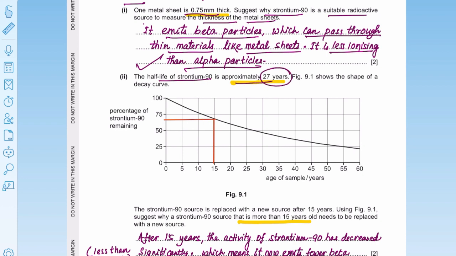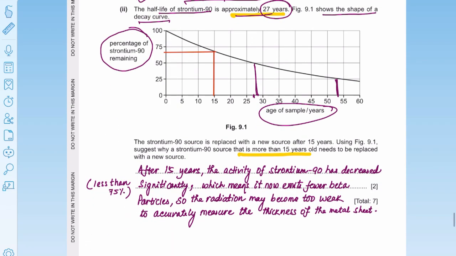27 years means here, for example, this is 27, the half-life, then 54 will be the next half-life, right? So the shape of the decay, this decay curve is given, percentage of strontium 90 remaining, and this is the sample years. Okay, the strontium 90 source is replaced with a new source after 15 years.